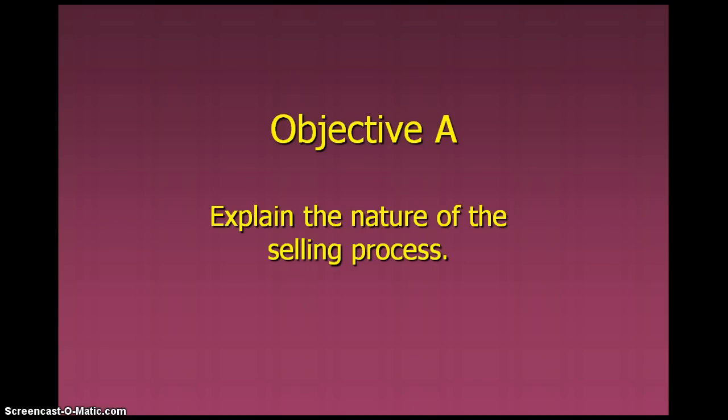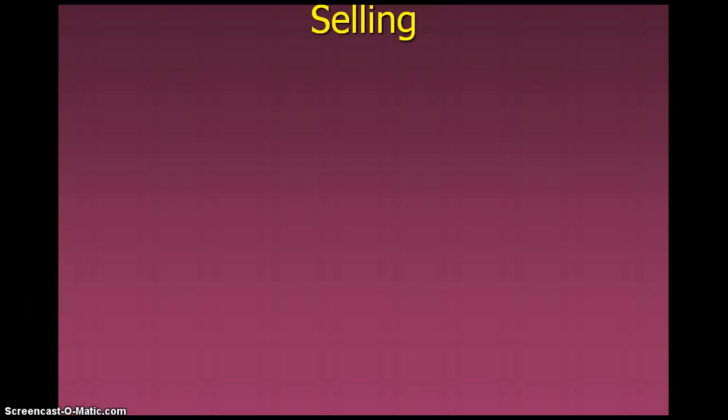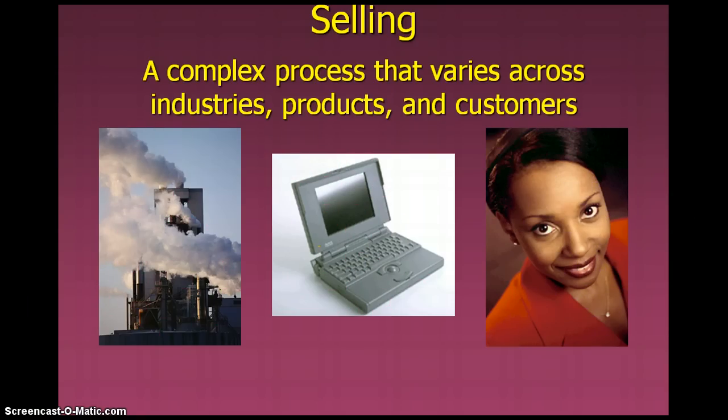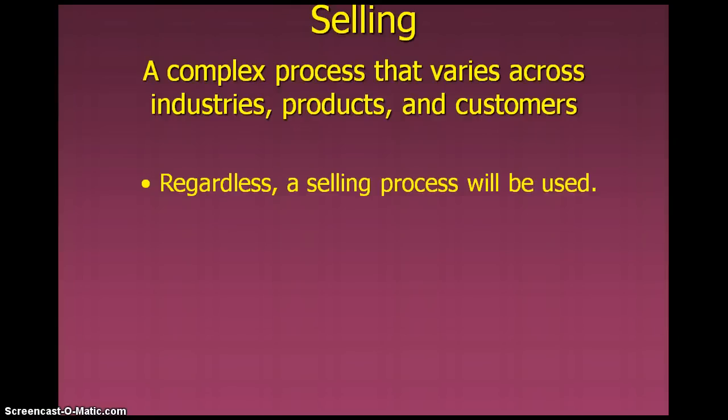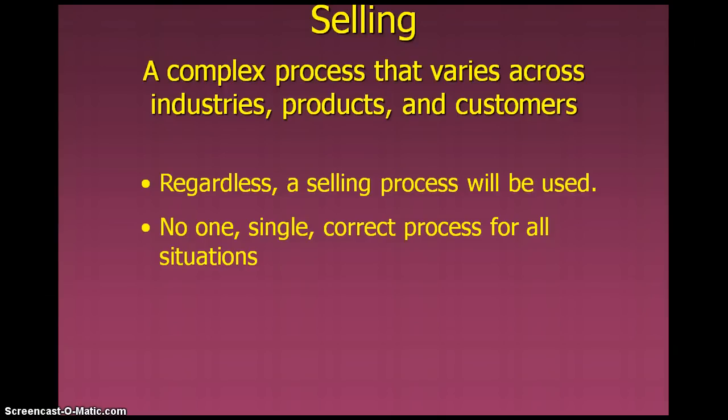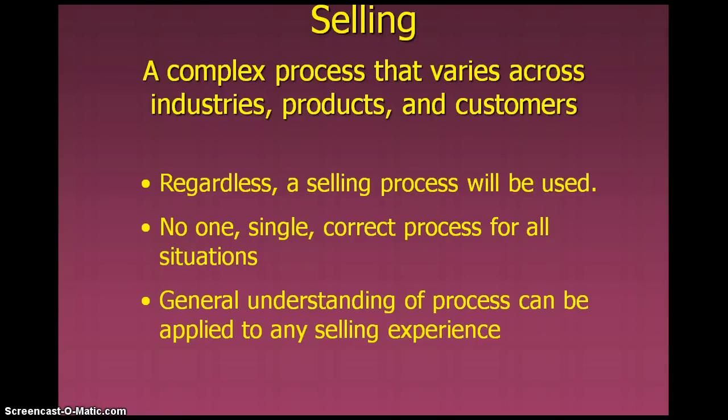Let's start by giving you the 5 steps, phases in the selling process. First, not a step, but selling is a complex process that changes depending on what you sell, who you sell to, and what industry you sell in. Regardless of what you sell, there's really no blueprint that you should follow, but there are steps that may go in or out of order. Basically, all salespeople have a good general understanding of how to apply the steps to each of the situations that they encounter.